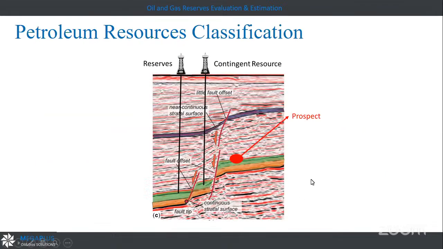Before we go to the PRMS classification and categorization, this simple seismic section can differentiate between reserves, contingent resources, and the prospect. If we have an oil and gas volume right here, and the volume is commercial to be extracted, we call it reserves. But what if the volume is much lower than the volume of the reserves, so low that I can't produce it commercially? It will not be economic.